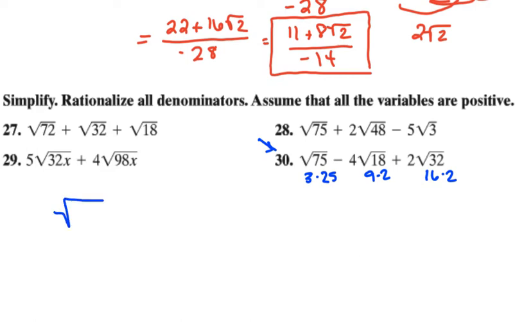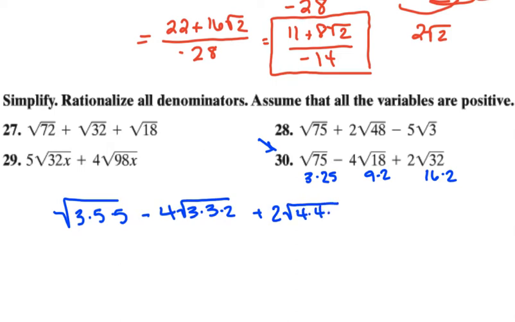All right, so for 75, let's go ahead and write that out even for the 3 times 5 times 5, minus 4 times 3 times 3 times 2, plus 2 times 4 times 4 times 2. Now we could break this down a little bit further, but it would be pointless because we want to just find pairs of numbers. So we found a pair of 5s, there's a pair of 3s, there's a pair of 4s. And we can bring that out front of it with those numbers.